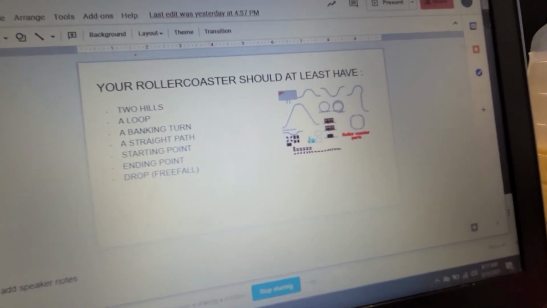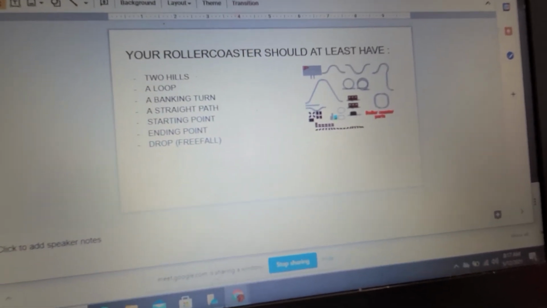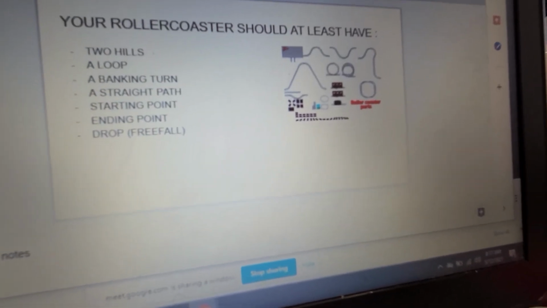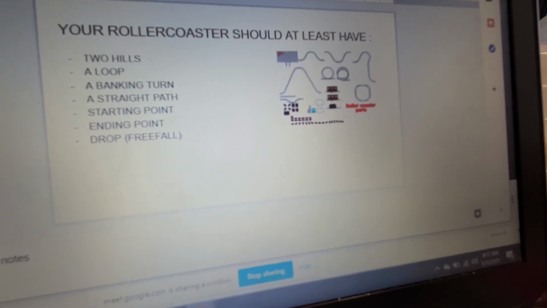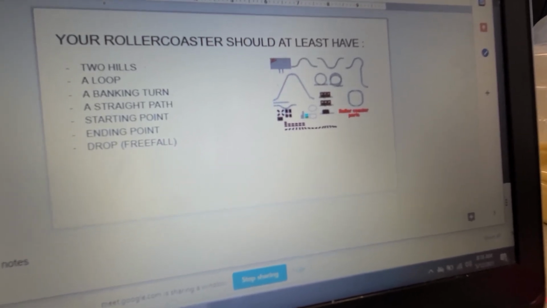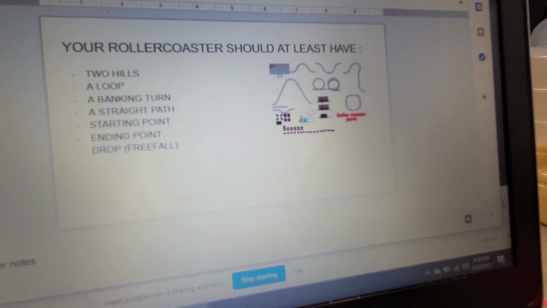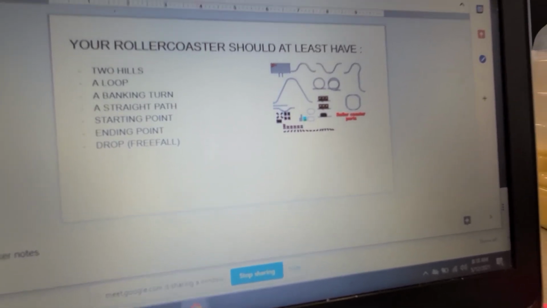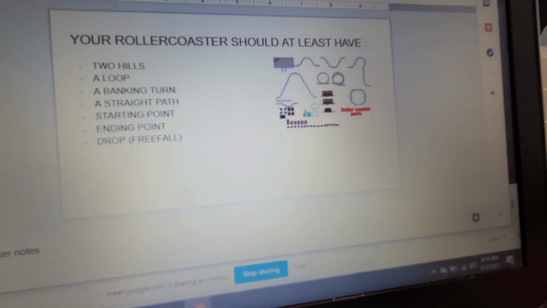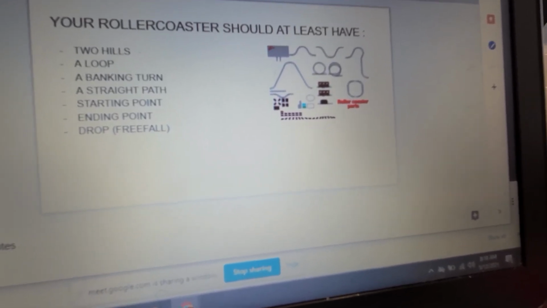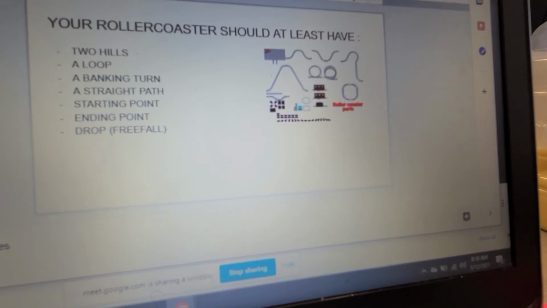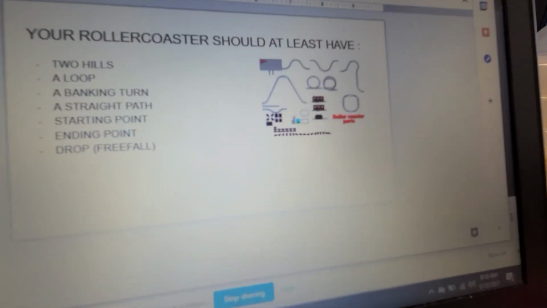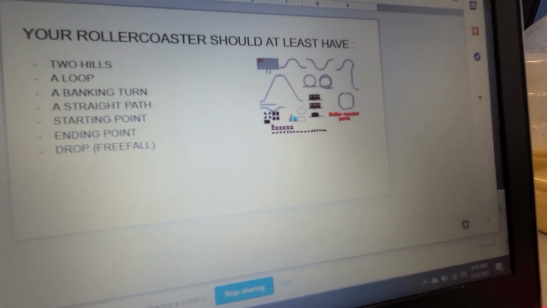Have a loop, have a banking turn, a straight path, a starting point, an ending point, a drop, some kind of free fall drop. Because we're going to be applying kinematics into this idea. Kind of like when we did, you drop something off a building, how high is the building? So we're going to be applying kinematics, dynamics, and uniform or circular motion in this project. That's why I said this project is going to be worth a lot. And this project is going to be your study guide as well for your test. So be ready for that.